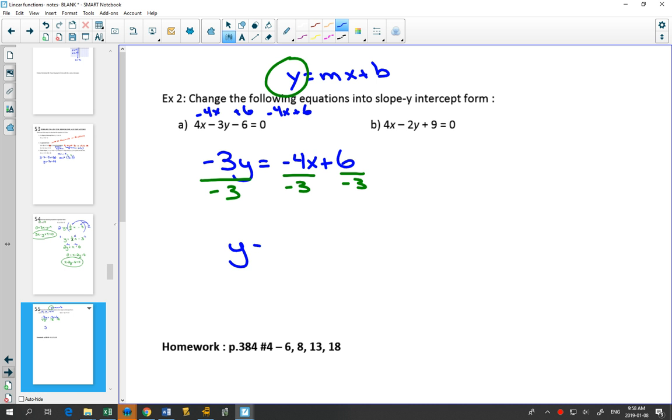Now, writing our final answer, when I have negative 4x over a negative 3, well, a negative divided by a negative is positive. You write the number by itself, so 4 divided by 3, x. 6 divided by negative 3 is negative 2. So now we've changed it to y equals mx plus b form, and we would know the slope is 4/3 and the y-intercept is negative 2.